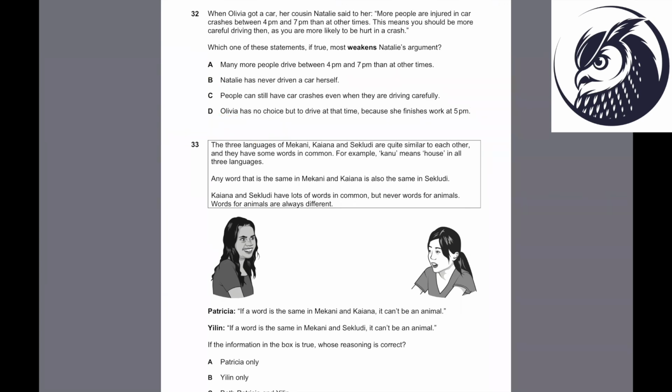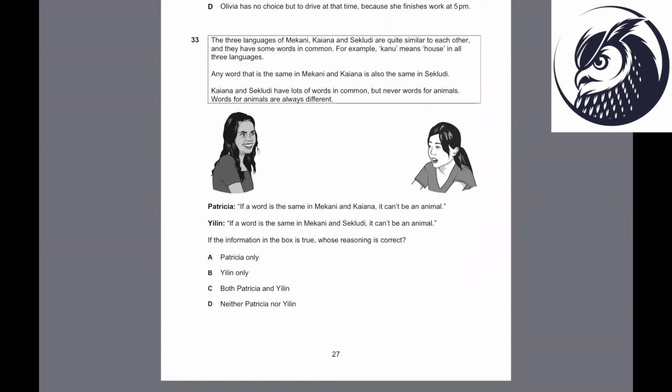Okay, let's keep going. So question 33. In question 33, we learned that there are 3 languages, Mekani, Kayana, and Sakludi, and they're quite similar to each other, and they have some words in common. For example, Kanu means house in all 3 languages. Any word that is the same in Mekani and Kayana is also the same in Sakludi. Kayana and Sakludi have a lot of words in common, but never words for animals. Words for animals are always different.